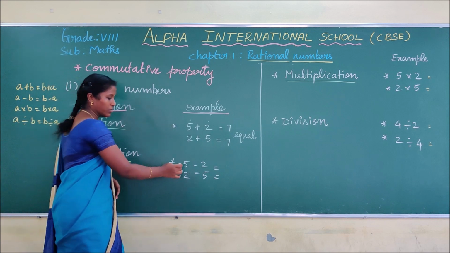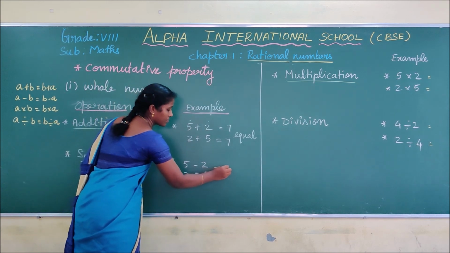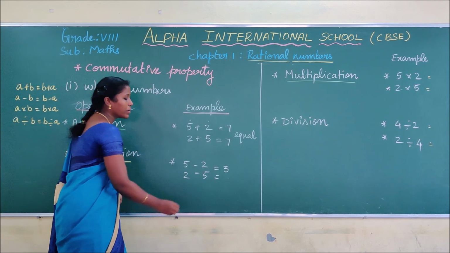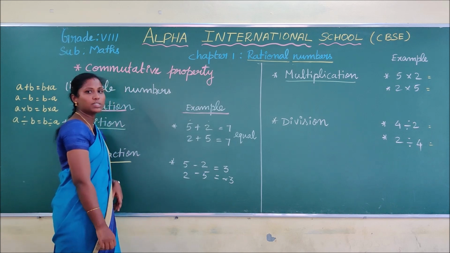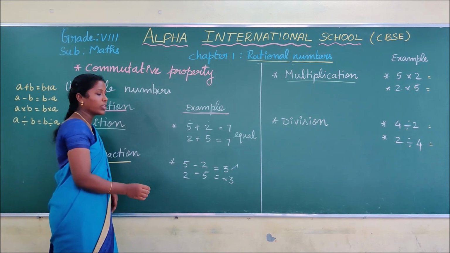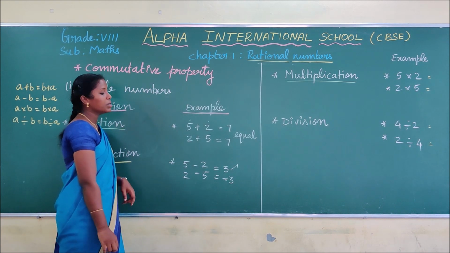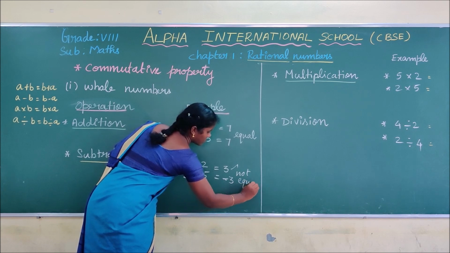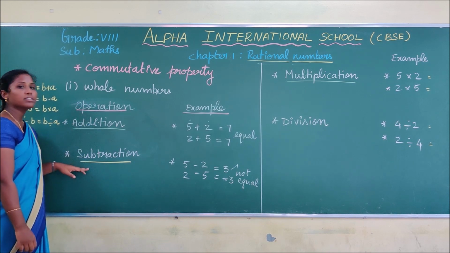Next, let's check for subtraction. Let us take two whole numbers, 5 and 2. Subtract 5 minus 2. What is the result? 3. Now, rearrange the values and subtract. 2 minus 5. What is the value of 2 minus 5? Minus 3. So here, in the A minus B form, we are getting 3. In the B minus A form, we are getting minus 3. So listen, in the first, we are getting 3. In the second, we are getting minus 3. The results are not equal. So we can say that the commutative property does not hold for whole numbers under subtraction.